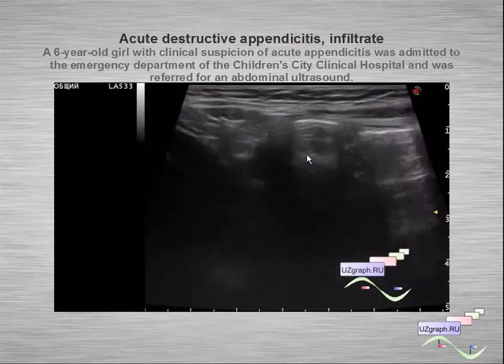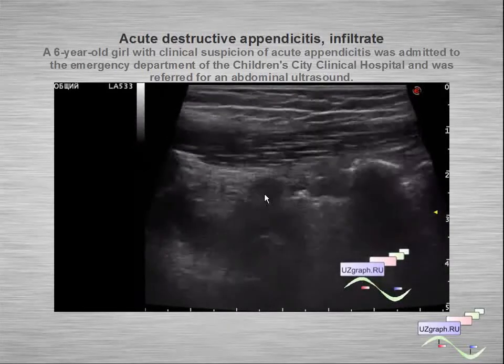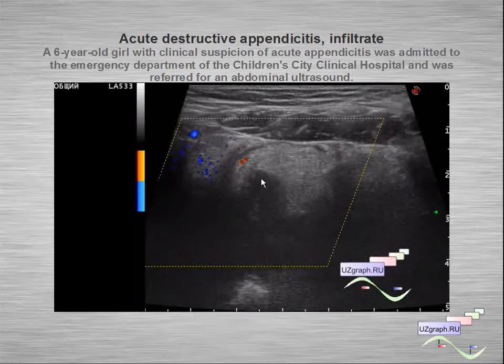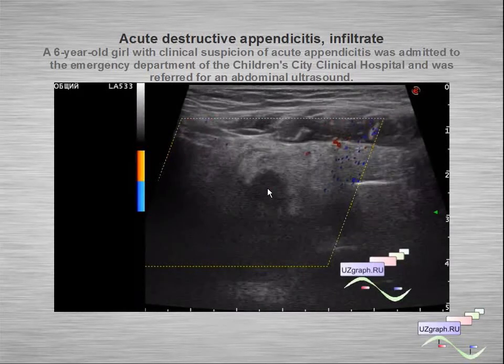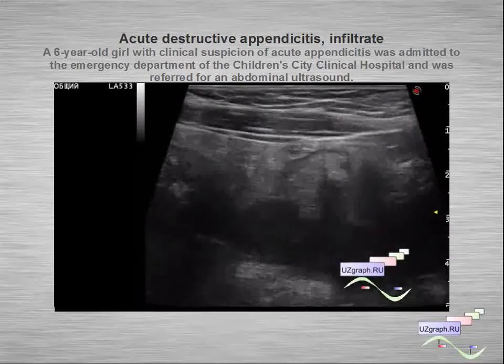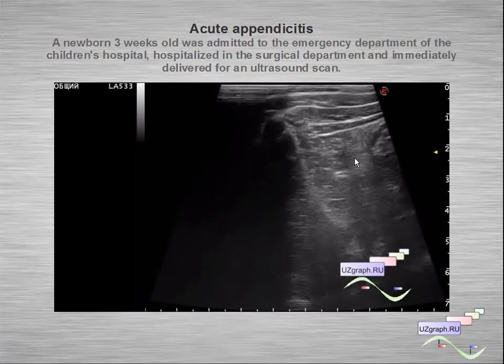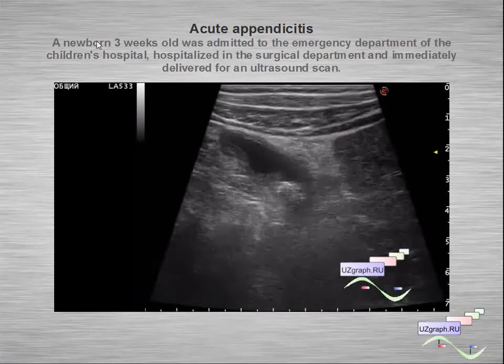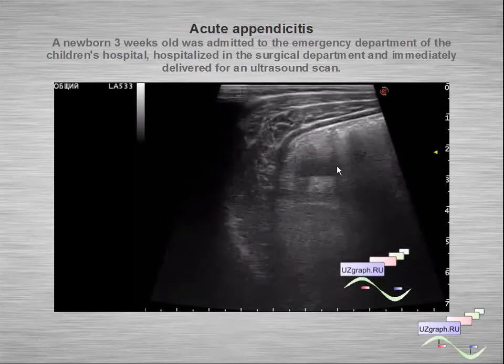Another example of acute destructive appendicitis with infiltrate. We can see hyperechoic omentum around the anechoic inflamed appendix. It's a 6-year-old girl. Another example with appendicular infiltrate in a newborn 3 weeks old. Classical, with appendicular lead, subhepatic location.